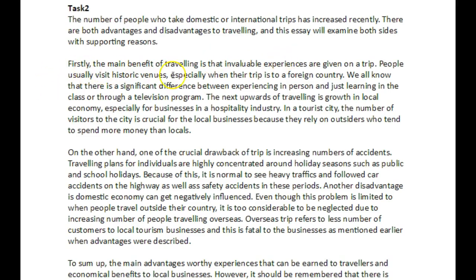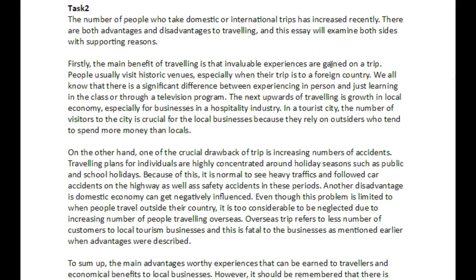So firstly, the main benefit of travelling is that invaluable experiences are gained on a trip. People usually visit historic venues, especially when their trip is to a foreign country. We all know that there is a significant difference between experiencing in person and just learning in the class or through a television program. Yes, but what is that difference?